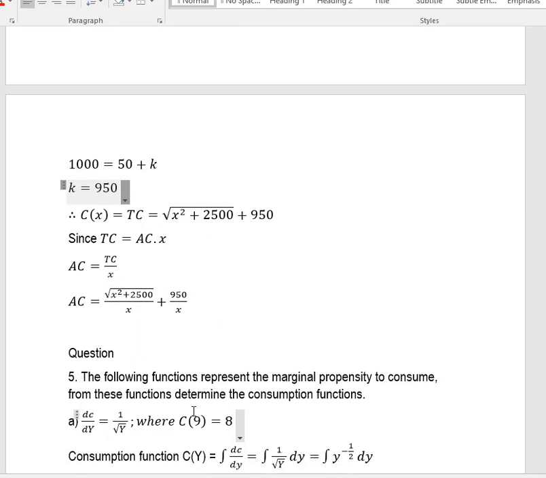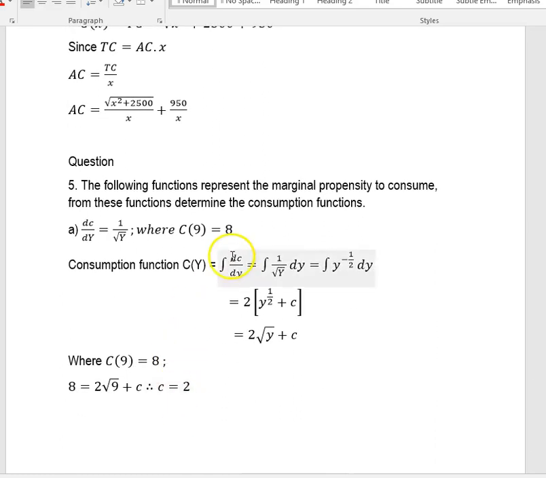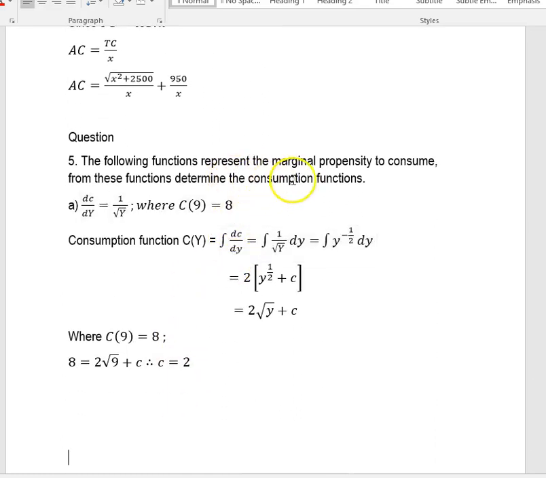Now let's go to the next question, question 5. It says the following functions represent the marginal propensity to consume. From these functions determine the consumption functions. Now don't forget, this is our marginal propensity to consume, the change in consumption as a result of a change in income or disposable income. That is the function where C of 9 is 8. It means C at income of 9 is 8 units.